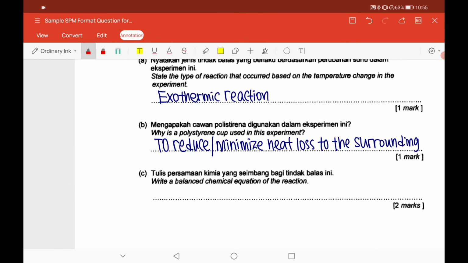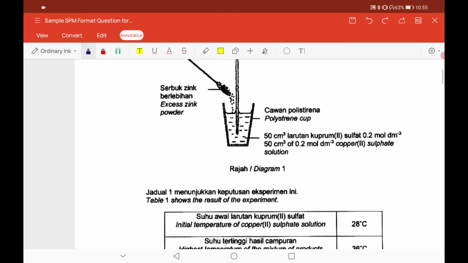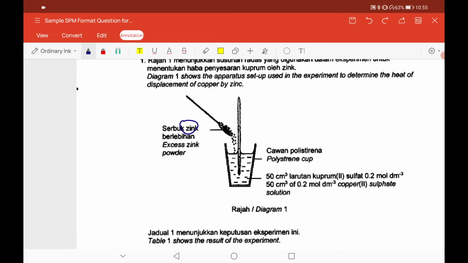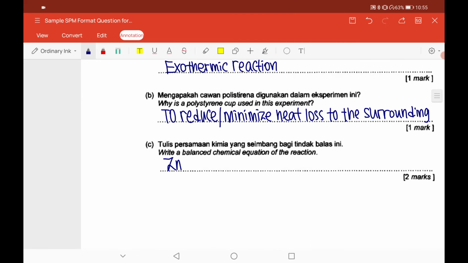And I said what? Don't use prevent, you cannot use prevent, only use the word reduce or the word minimize, yeah? So next one, you need to write a balanced chemical equation for this reaction. So let's write a balanced chemical equation. We have zinc react with copper sulfate. Zinc is Zn, copper sulfate is CuSO4.